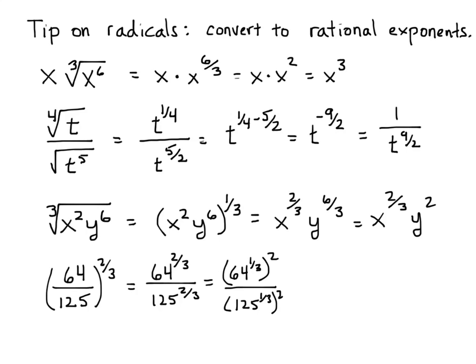Because if we did the squaring first, we'd be squaring 64, and we'd end up with a number well over 3,600, and then we have to take the cube root of it. Well, we know what the cube root of 64 is, and we know what the cube root of 125 is, right? It's going to be 4 and 5. And so all that remains is to square them, and so then we have 4 squared over 5 squared, or 16/25.